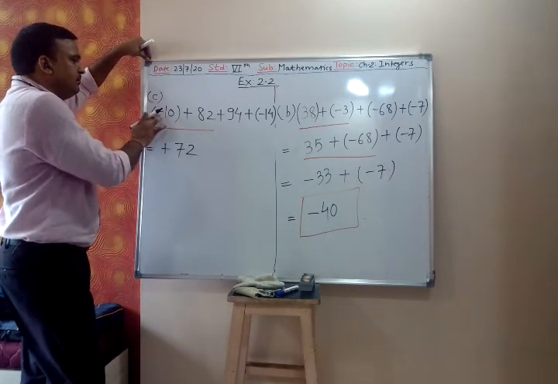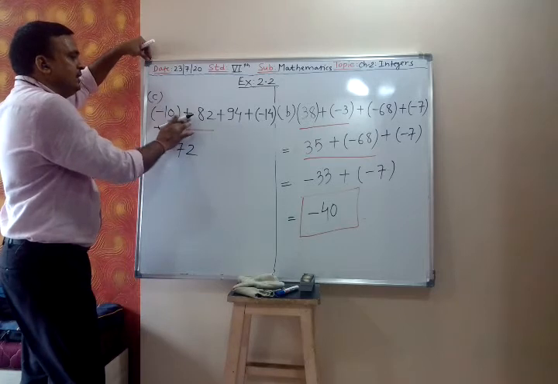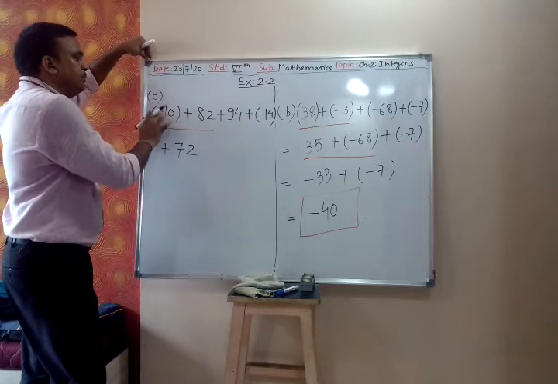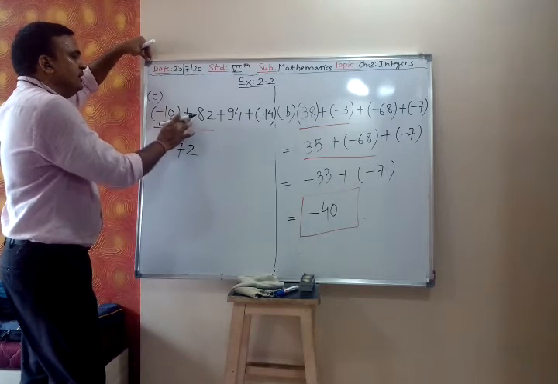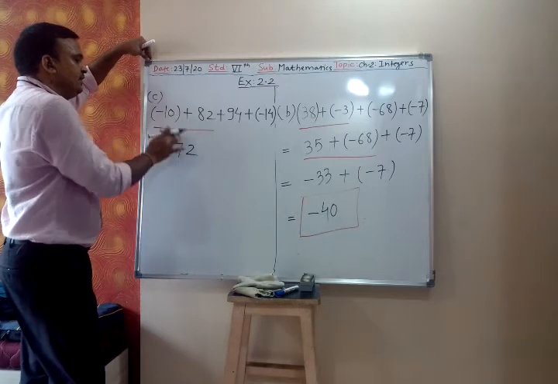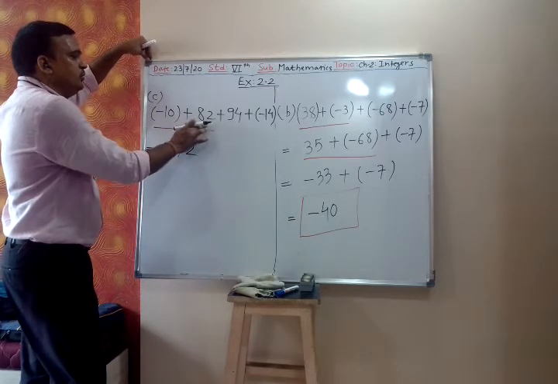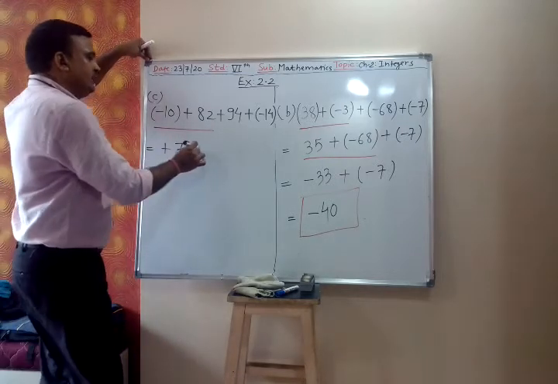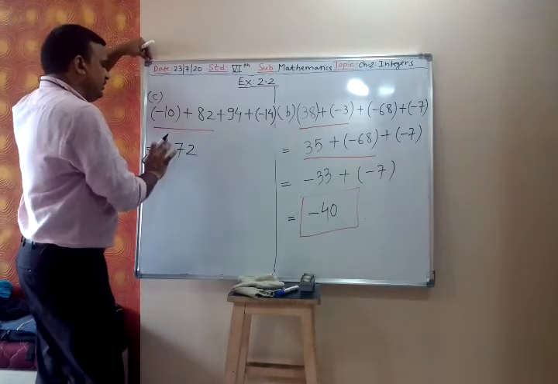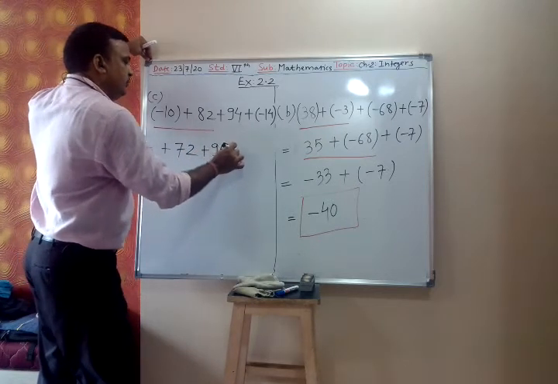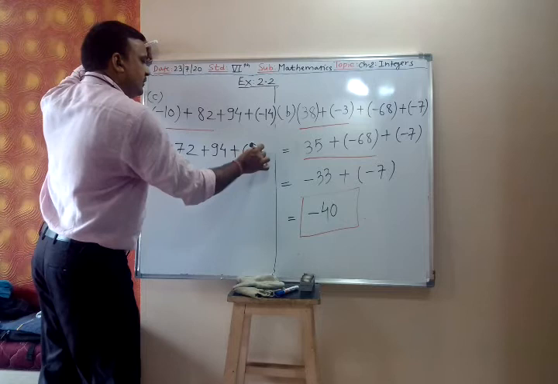Because 10 is having minus sign, 82 is having plus sign. Minus and plus means opposite sign. Whenever there is opposite sign, you have to subtract smaller number from bigger number. 82 minus 10 is 72. Which number is bigger? 82. What is sign of that? Plus. We write plus 72, or just 72. Now plus 94 plus minus 40.